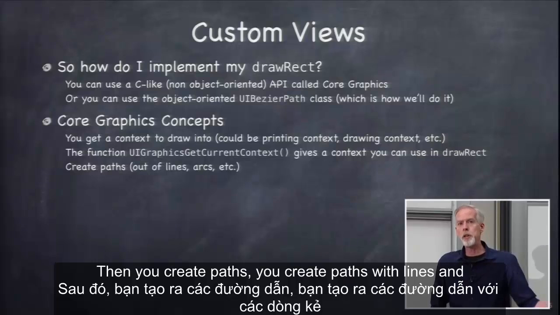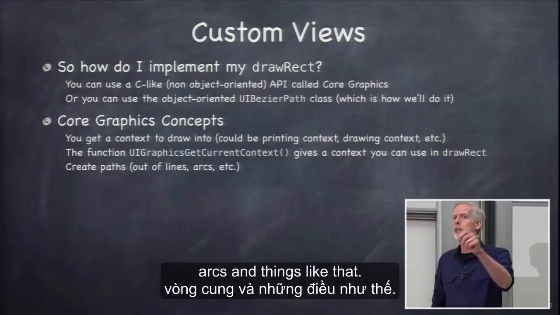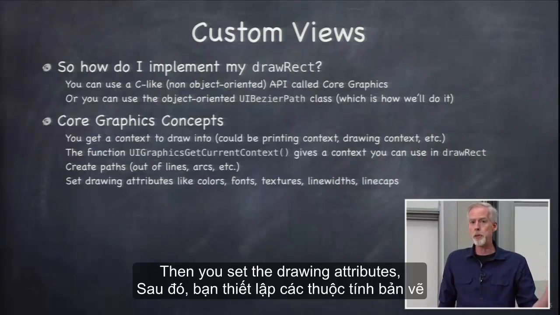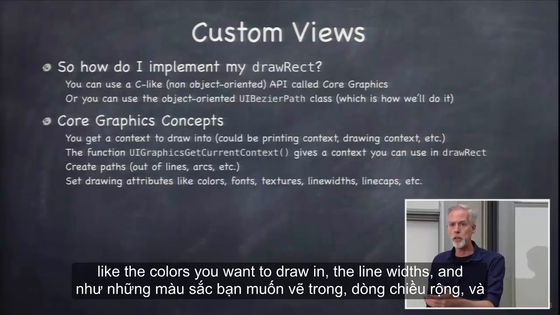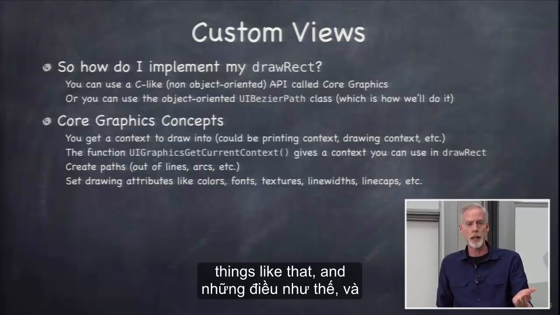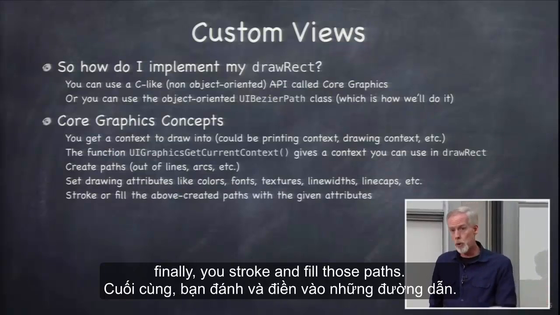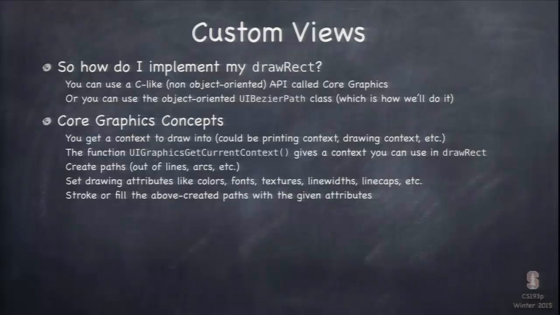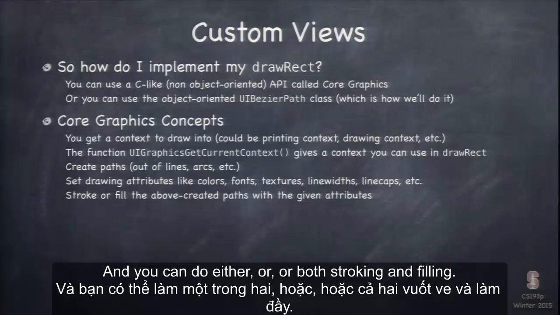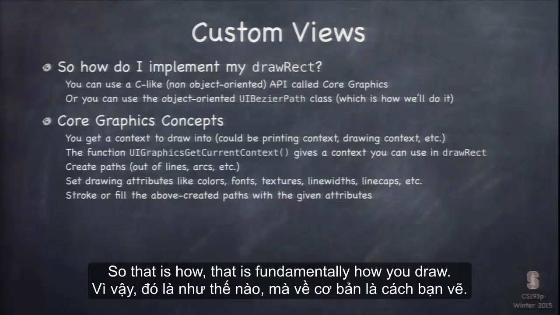Then you create paths. You create paths with lines and arcs and things like that. Then you set the drawing attributes, like the colors you want to draw in, the line widths, things like that. And finally, you stroke and fill those paths. Okay? You can do either or both, stroking and filling. So that is fundamentally how you draw.